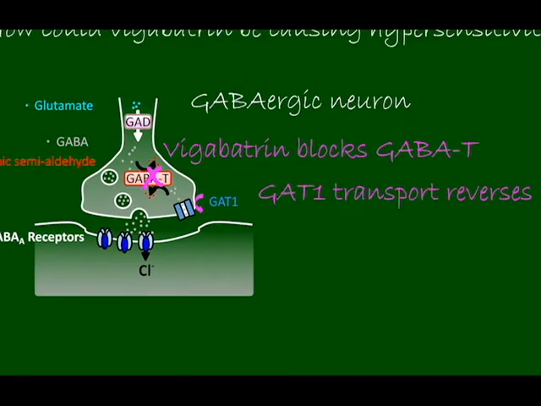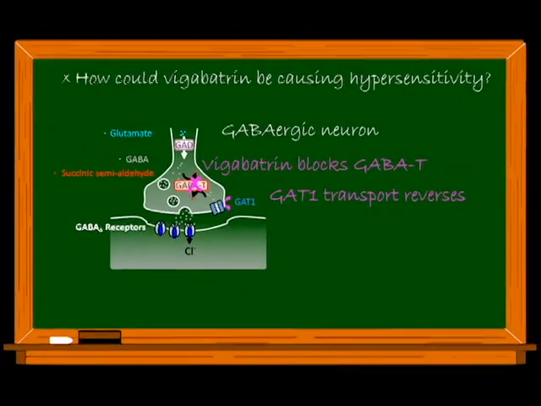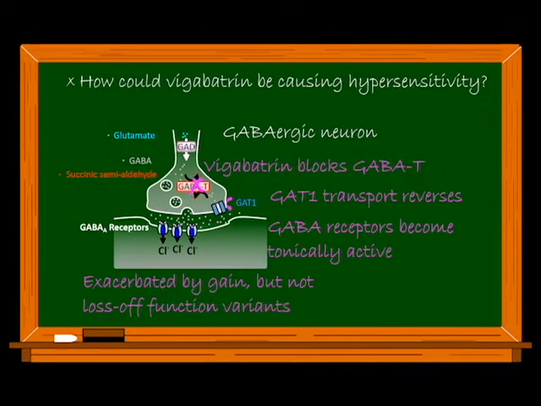GAT1 now reverses the transport of GABA, resulting in low concentrations of GABA persisting in the synaptic cleft, permanently activating synaptic GABA-A receptors. This is likely to be exacerbated in hypersensitive E77K and T287I receptors, leading to the clinical reaction to vigabatrin that was explained at the beginning of the video.